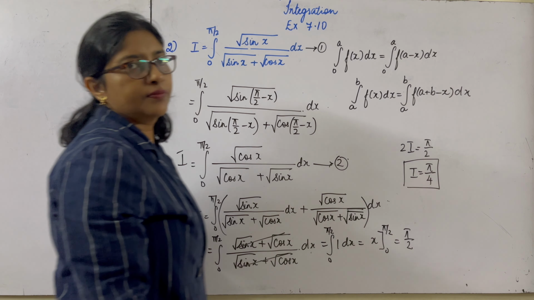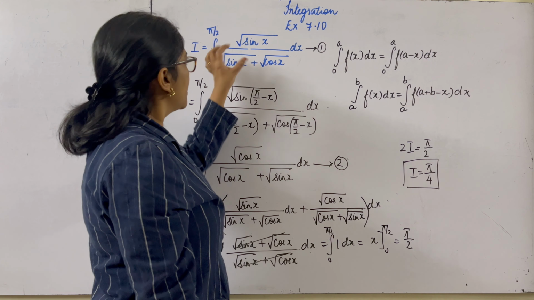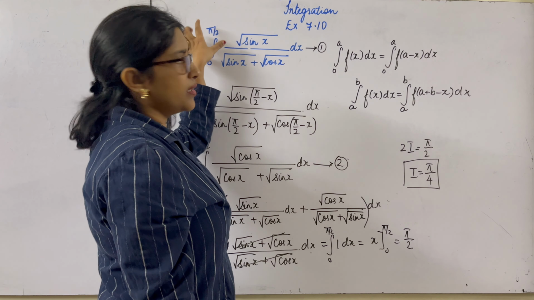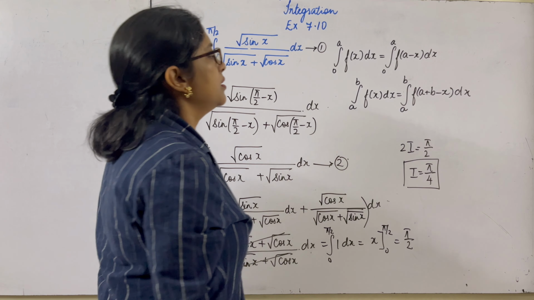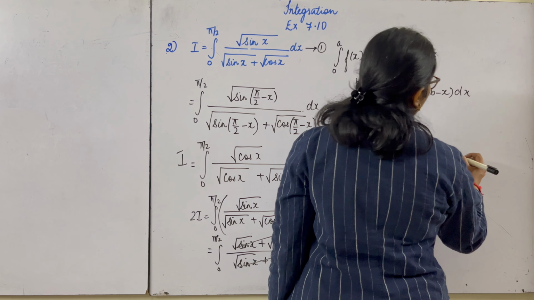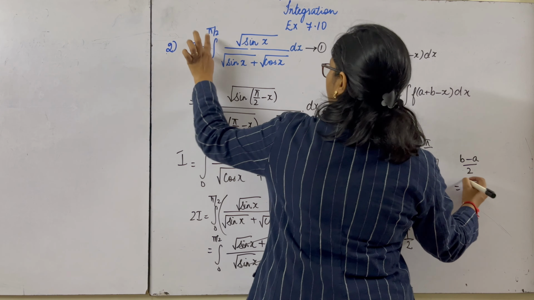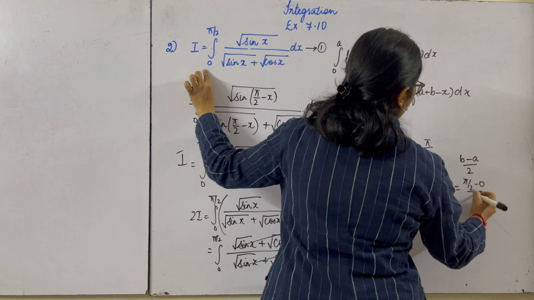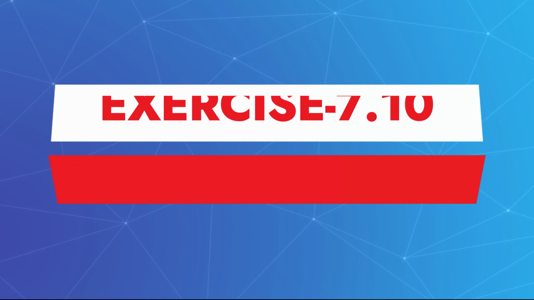So in questions like this, where after applying the property, if you get the second term of the denominator, the answer will be (b minus a) by 2, upper limit minus lower limit upon 2. That's a shortcut method which you can use for the MCQs.